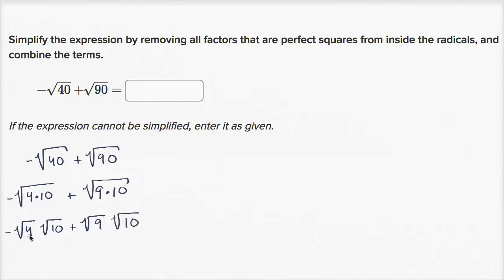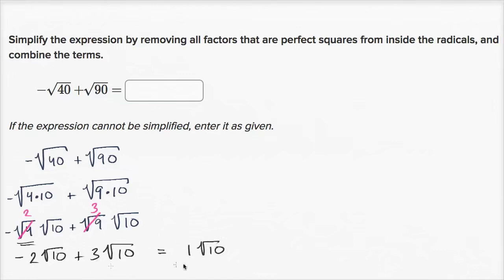So it's the negative of the positive square root of 4. Let me do this in another color so it can be clear. This right here is 2. This right here is 3. So it's going to be equal to negative 2 square roots of 10 plus 3 square roots of 10. So if I have negative 2 of something and I add 3 of that same something to it, that's going to be 1 square root of 10.